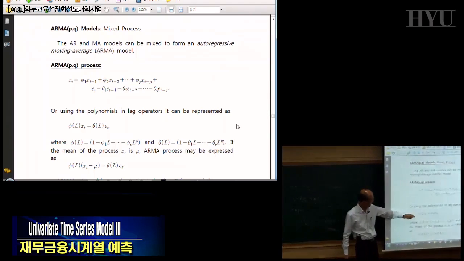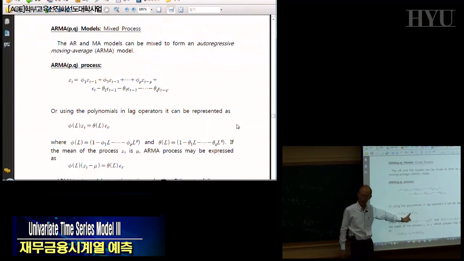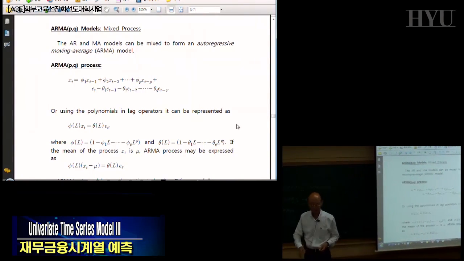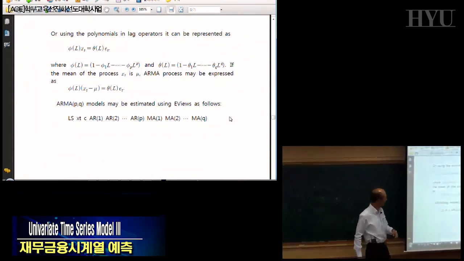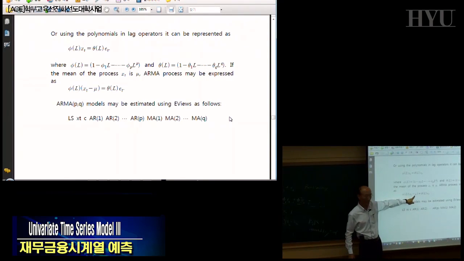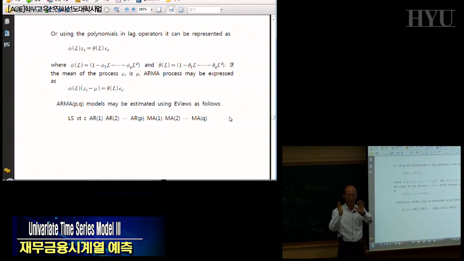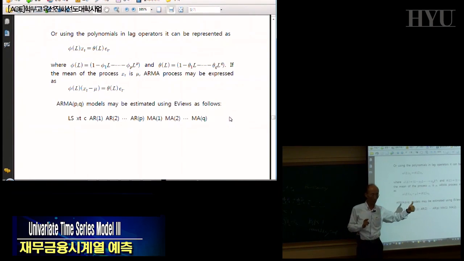Notation, we have both AR part and MA part. If you have long-term mean, mu, then we can estimate this one by simply typing least squares x of t c, which is this one, and then AR1, AR2, and MA1, MA2, MA3. And there you estimate this number, not intercept.